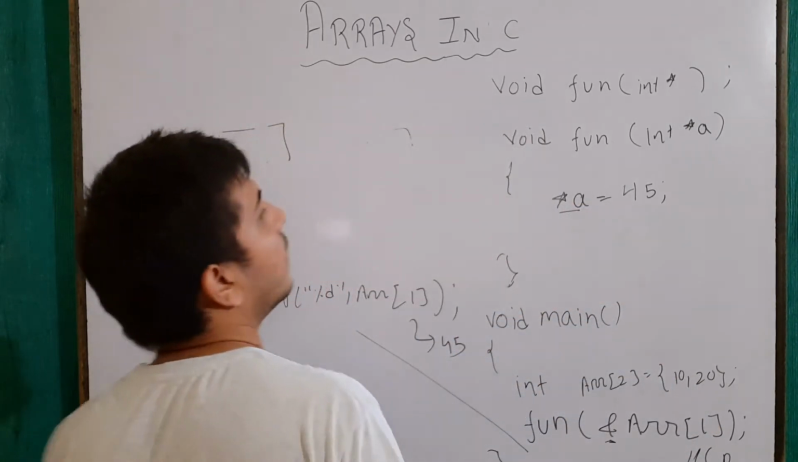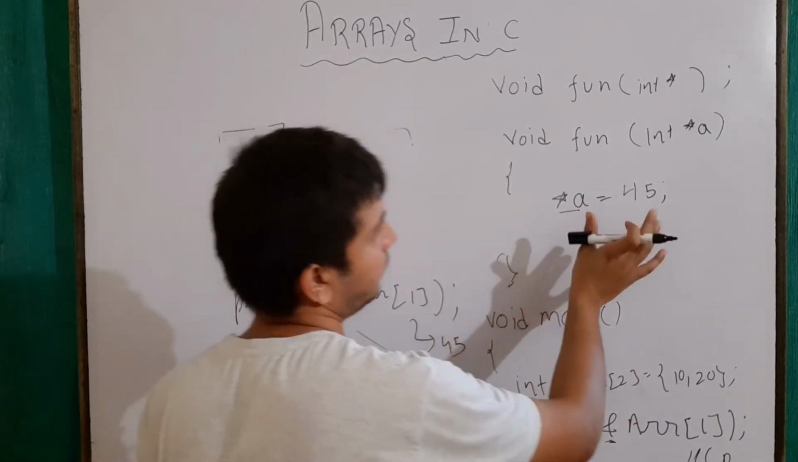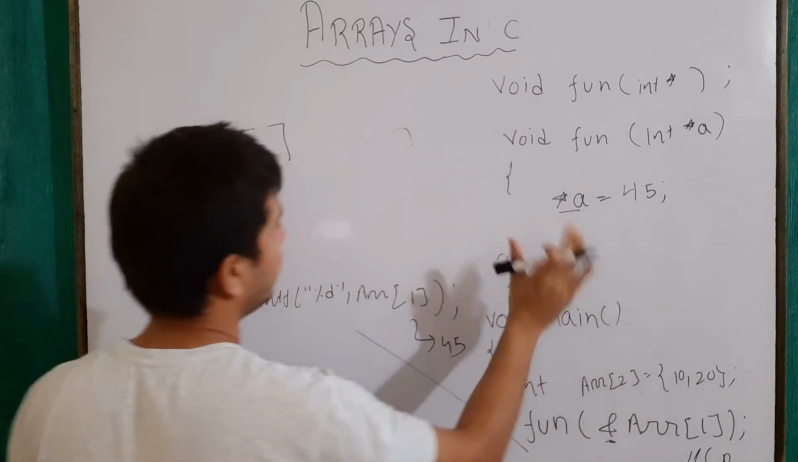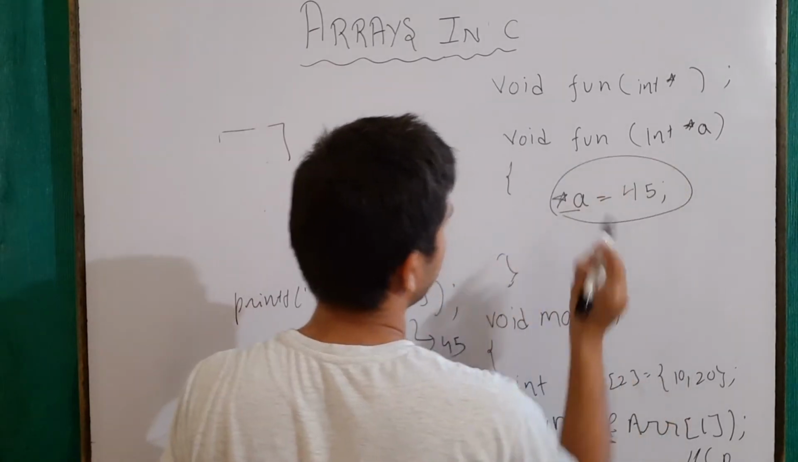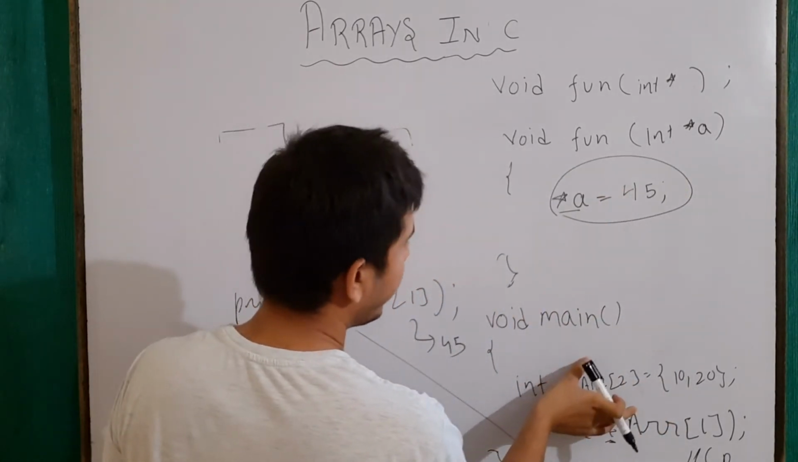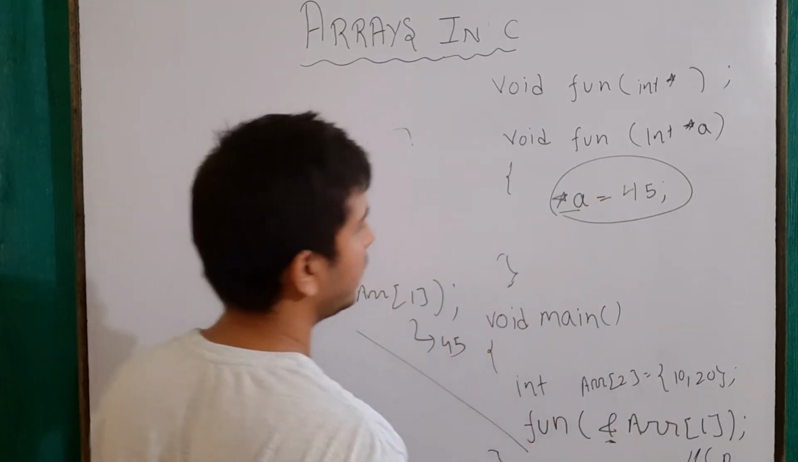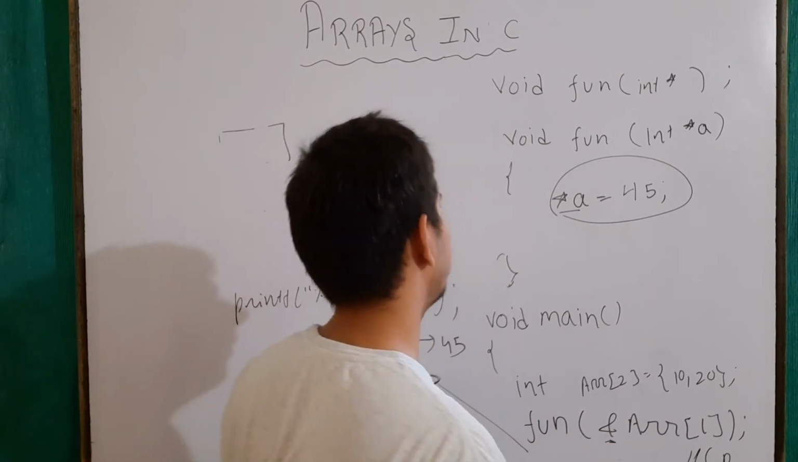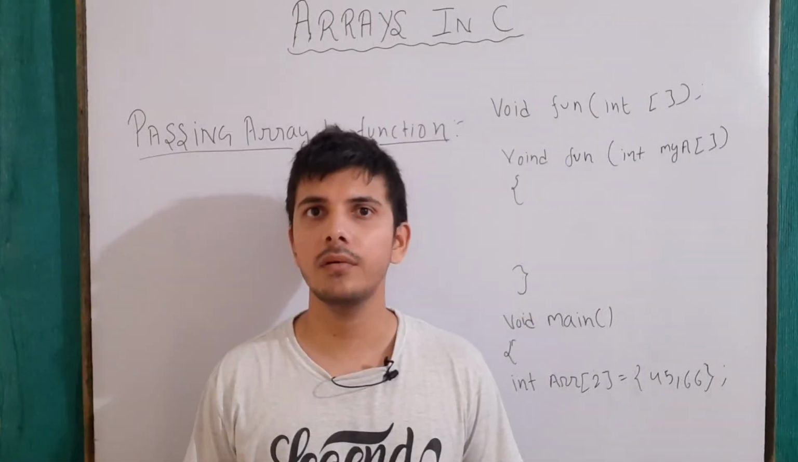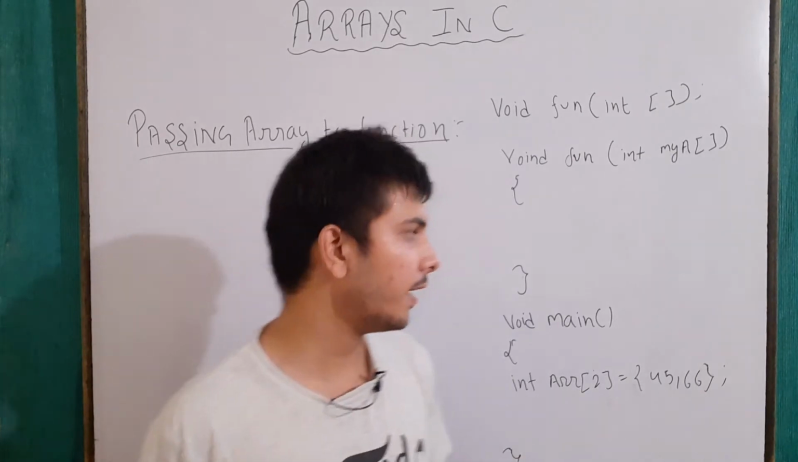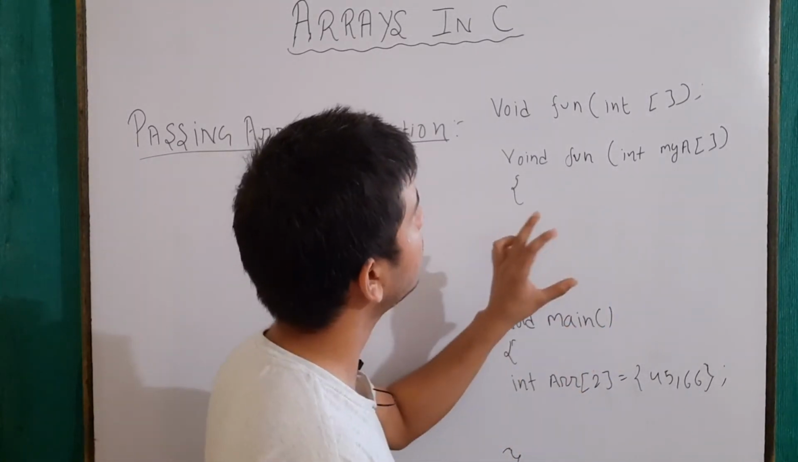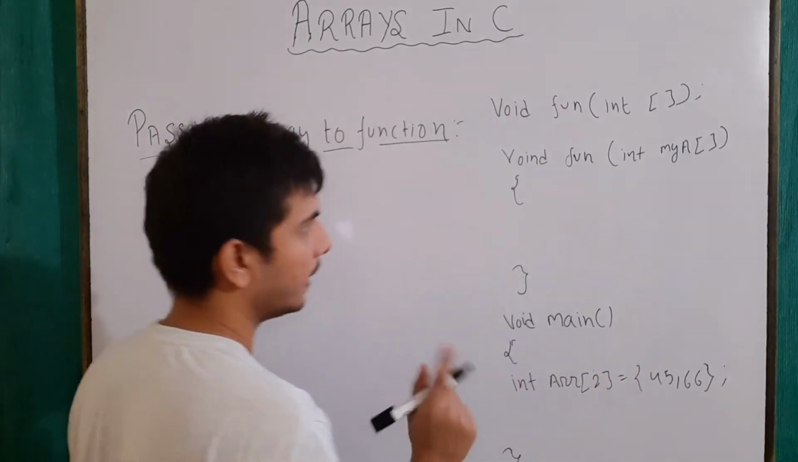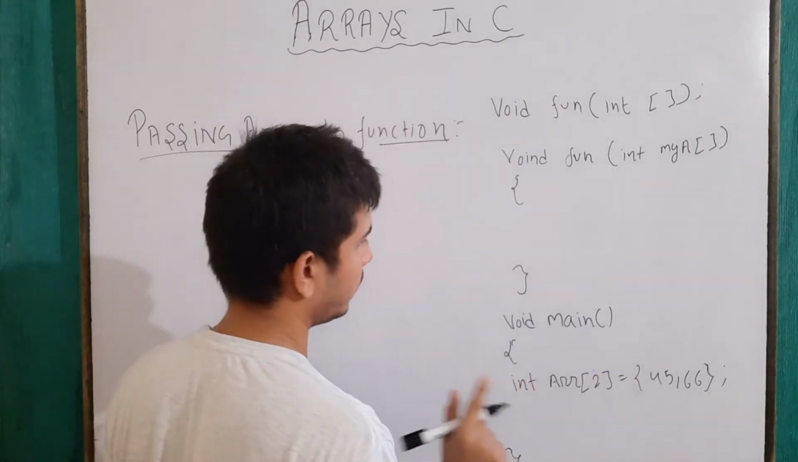Okay, so I had talked about it in the pointer section, but note that here we are sending the address, and whatever I am going to change here will also be reflected in this main array, because we are using the call by reference method, right? Now there are two methods in which an entire array could be passed to a function.